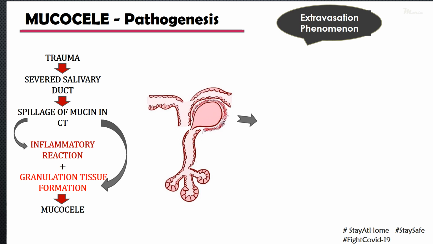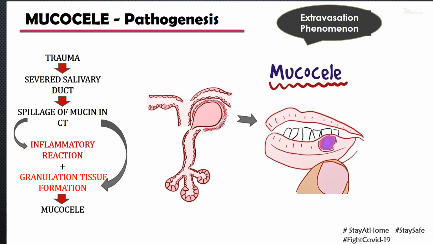So these two events result in what we refer to as the mucocele, which results in a swelling. The picture here depicts a mucocele of the lip. It should be remembered here that the lip is the most common site for mucus extravasation phenomenon.